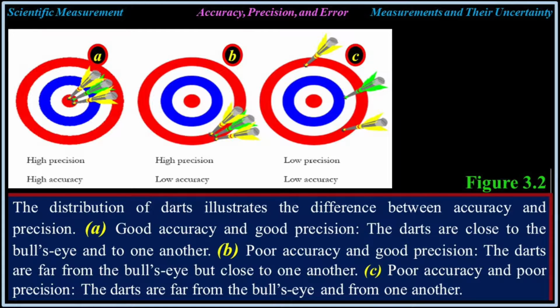The distribution of darts illustrates the difference between accuracy and precision. A, good accuracy and good precision. They're all in the bullseye. Poor accuracy and good precision is B. The darts are far from the bullseye, but close to one another. Poor accuracy and poor precision: the darts are far from the bullseye and from one another. So when you're thinking of precision, think of clumping. And when you're thinking of accuracy, think of simply the right answer. What is your goal, and have you achieved your goal?